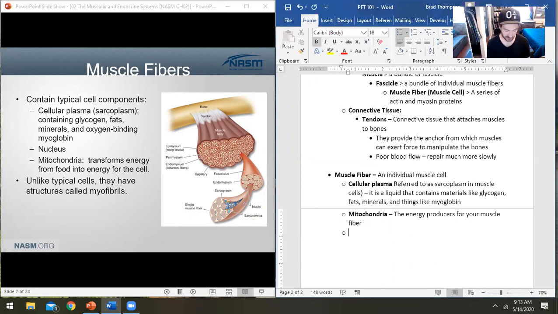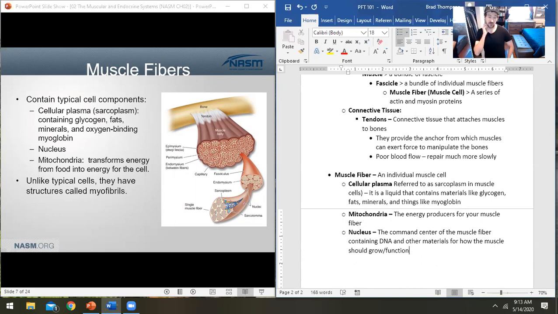And then you get your nucleus, which is like the command center, right? Nucleus. This is sort of the command center of the muscle fiber, containing DNA and other materials for how the muscle should grow and function. So that's what your nucleus is, right? So that's all pretty normal, right? We're seeing all the normal stuff here.